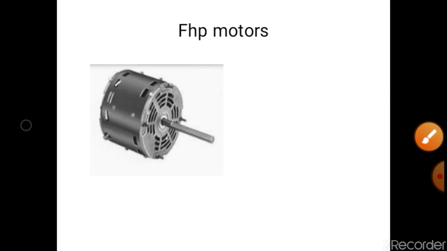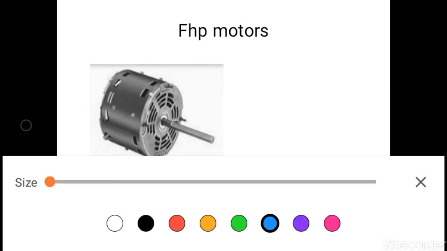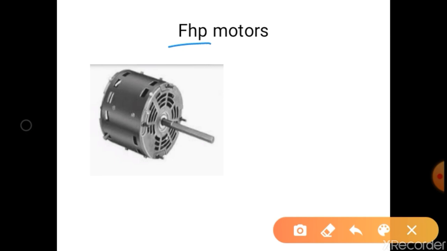It is FHP motors. So what is the meaning of FHP? FHP is nothing but fractional horsepower motors. It is an electric motor that is smaller in size because the output power it delivers is 746.9 watts or less. So the output power produced by this motor is very low.